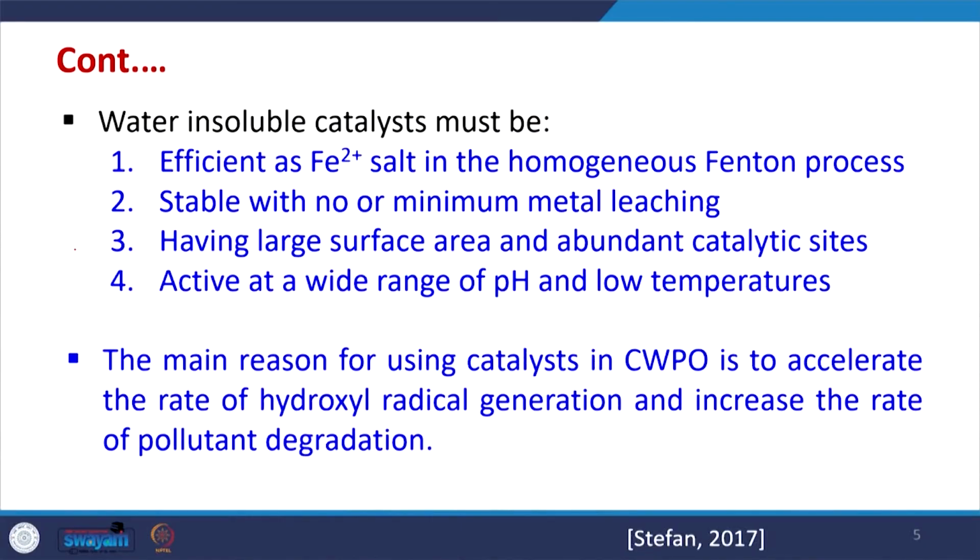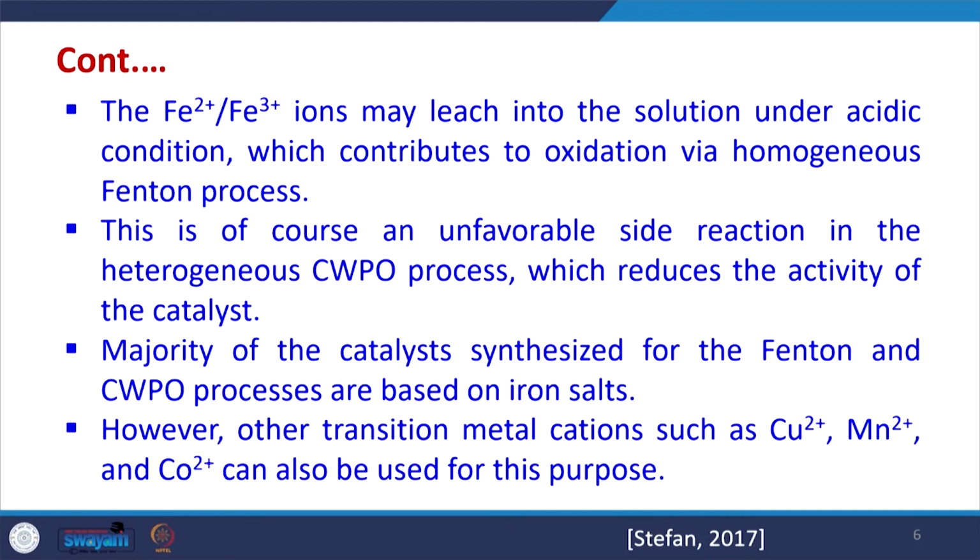The catalyst should have a large surface area and a large number of catalytic sites for performing the steps shown in the previous slide. They should be active in a wide range of pH and at lower temperatures. Many times the catalyst may work, but we may require the temperature to increase, so it is desirable that these catalysts work at lower temperature. The main reason for using a catalyst in CWPO is to accelerate the rate of hydroxyl radical generation and thus increase the rate of pollutant degradation.